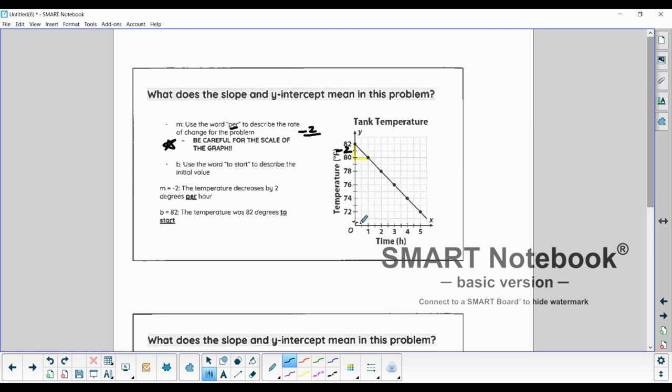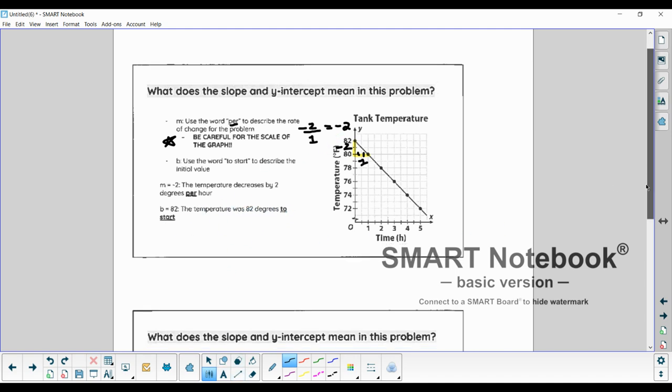in 1 hour. So even though it's 2 boxes, the scale on the x-axis is going by half, right? 1 box is a half. So 2 boxes is actually an increase of 1 hour, a change in x of 1 hour. So your rate of change is -2. b is really easy. It's where you're starting. So if we were to put this in words, we would say the temperature decreases by 2 per hour, and the temperature was 82 degrees to start.